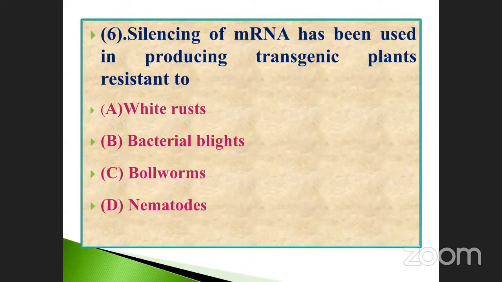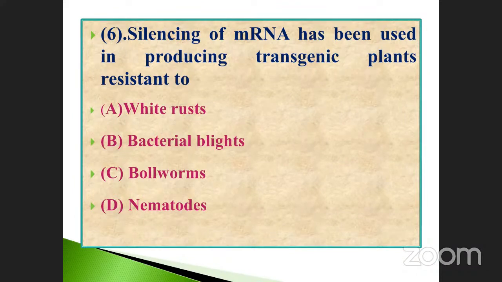See that white rust. White rust is also one of the microorganisms. Bacterial, it is also a microorganism. Bollworms, also one of the organisms. Worms, so it's also an animal source. Nematode, it is also an animal source. Particularly, the mRNA is isolated for the production of the transgenic plant resistant to nematode. Okay, so we will see this one, transgenic plant.